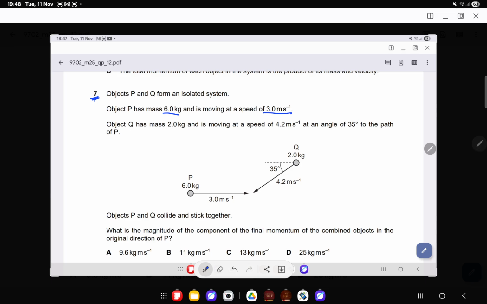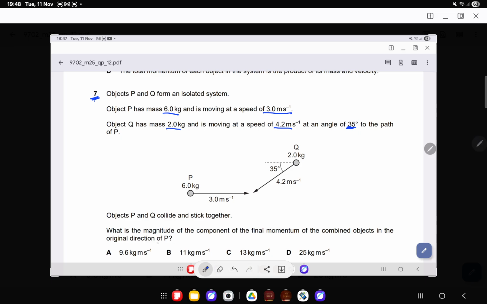For object Q, it has a mass of 2 and a speed of 4.2 meters per second, but it's at an angle of 35 degrees to the path. Okay, so now according to our principle of conservation of momentum, the momentum before collision is equal to the momentum after the collision, but we must analyze them independently. That is, the horizontal part must be analyzed separately, and then the vertical part must be analyzed separately.